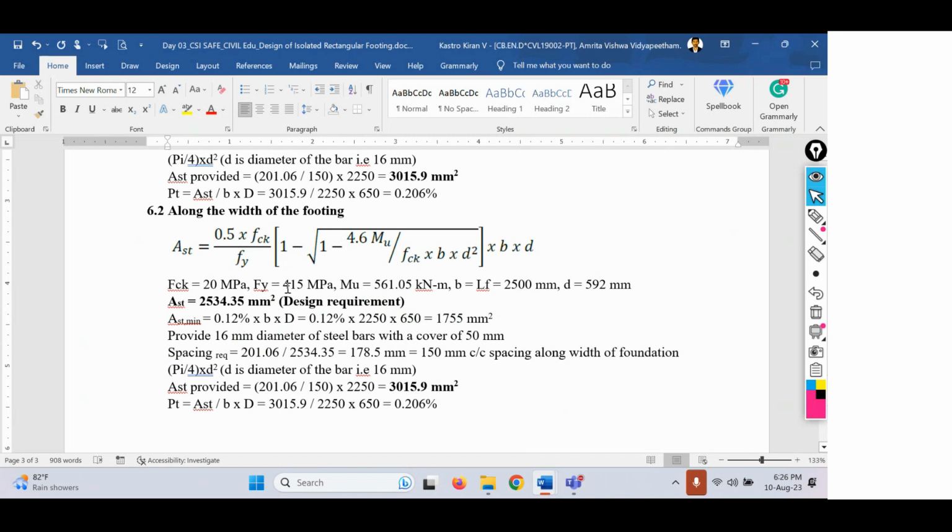So if you solve this, you're going to get the area of steel along the width direction, which is 2730.76 mm square. This is the design requirement. And AST minimum is 0.12% of BD, where B is 2500, that is 2.5 meters. When you solve this, you're going to get the value of AST minimum as 1950 mm square.